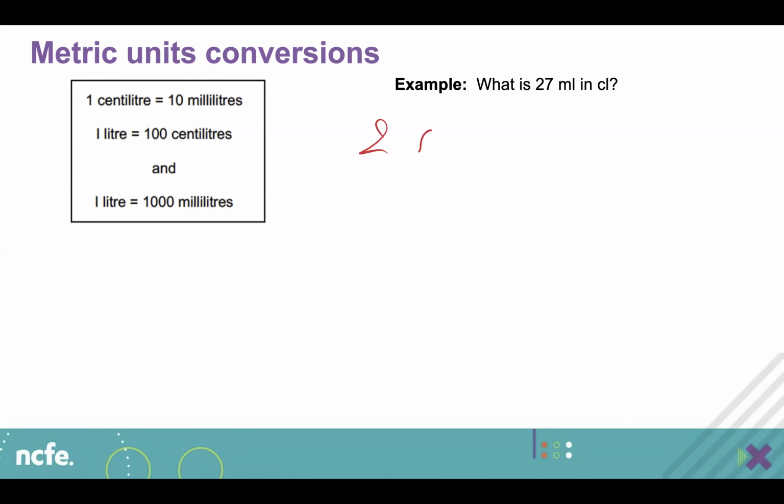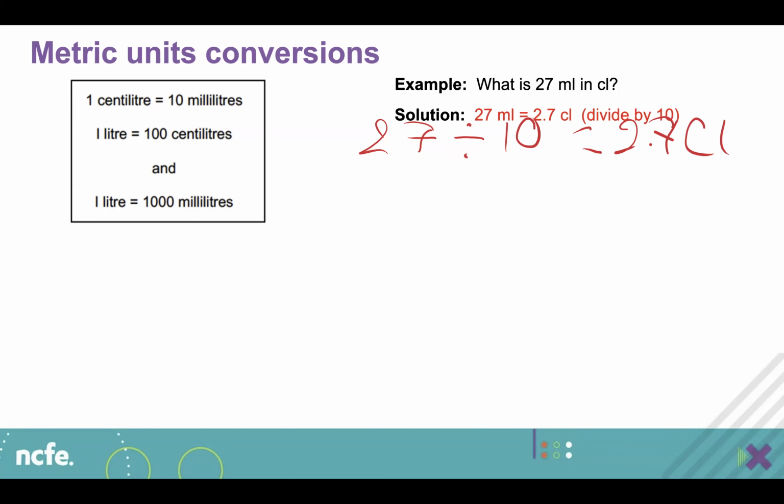So using the conversion chart here, what is 27 milliliters? So if 1 centiliter is 10 milliliters, that means 27 would be divided by 10, sorry guys. Divided because it's into centiliters, it would be 2.7 cl.